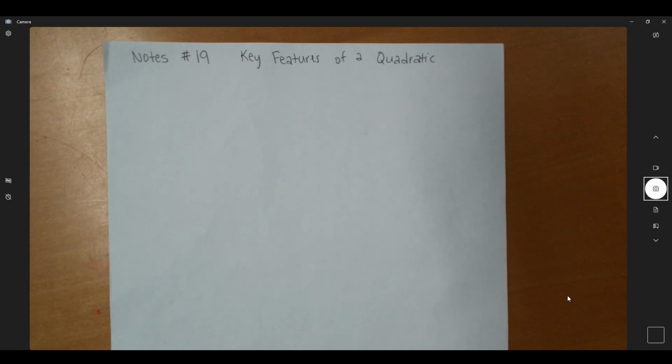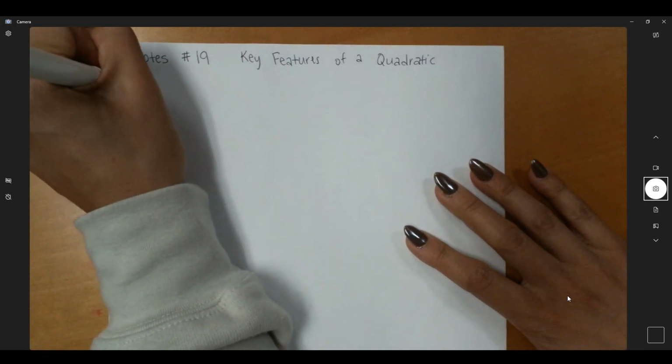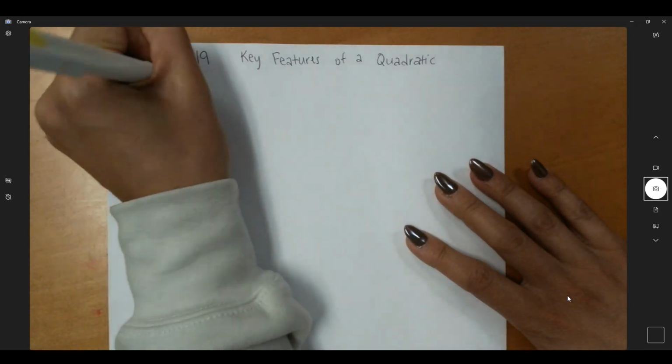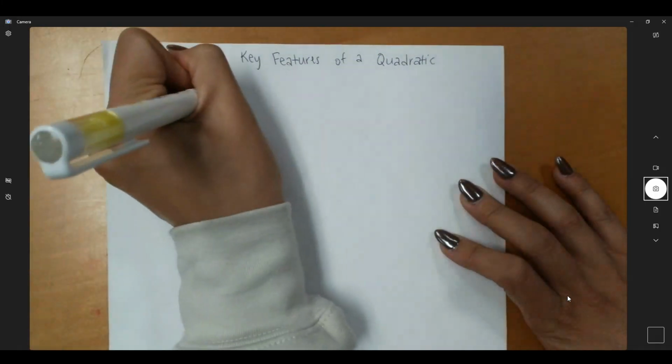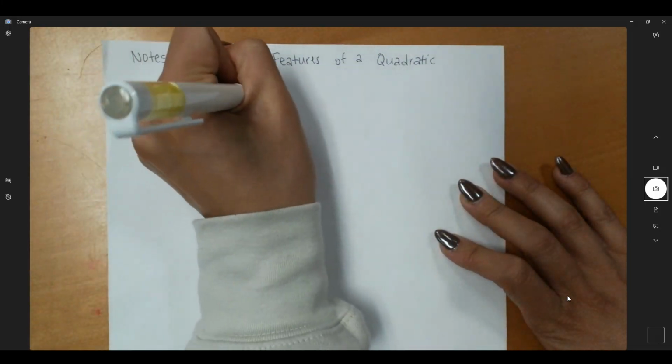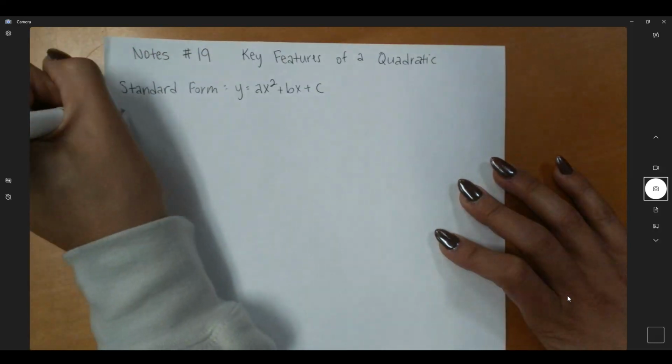Right, so there's a lot of things that we're going to talk about, and then we will spend a few days working on all the key features of a quadratic. So again, things that are really important that you know are standard form and vertex form of a quadratic. So you've got y equals ax squared plus bx plus c is your standard form.